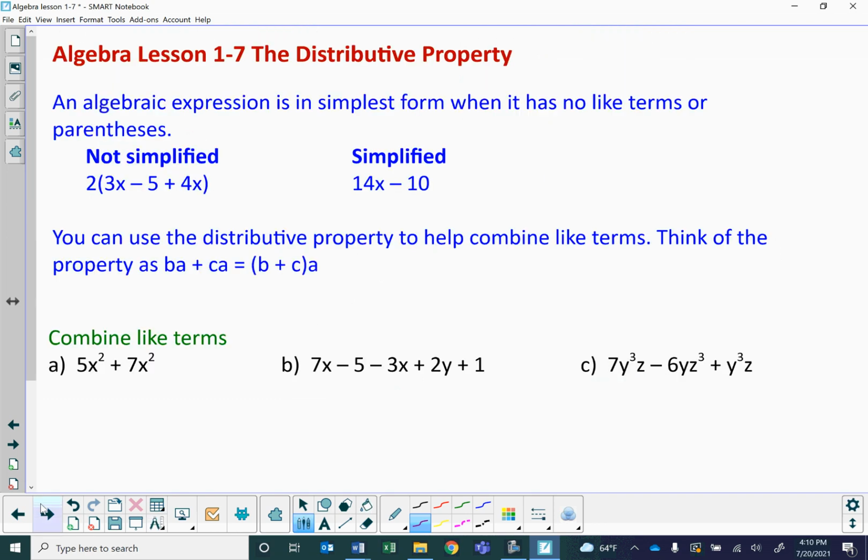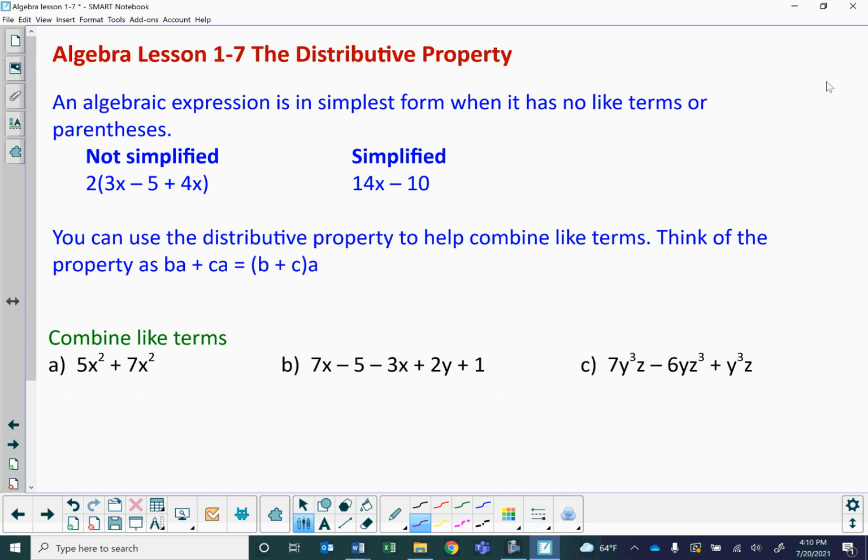All right. Now we're going to talk about simplifying algebraic expressions. And this is where it's really important because this is where you combine like terms, which means you combine variables that are raised to the same power. So an algebraic expression is in simplest form when it has no like terms or parentheses. For example, 2 parentheses 3x minus 5 plus 4x is not simplified. If I wanted to simplify that, I would distribute the 2 throughout the parentheses, and then I would combine my like terms, and I would end up with 14x minus 10. So you can use the distributive property to help combine like terms. Think of the property as BA plus CA equals B plus C times A.